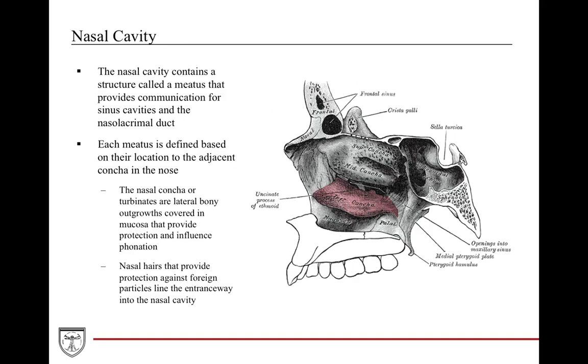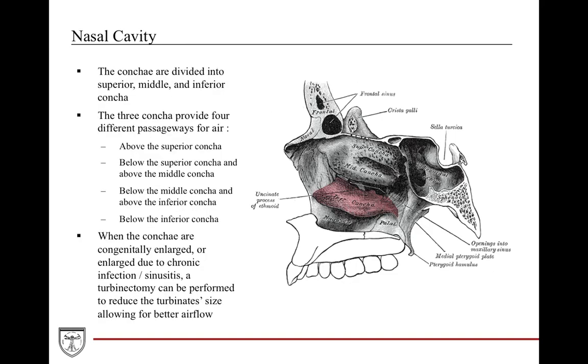Another important aspect of the nasal cavity is the nasal hairs. These nasal hairs also help with protection against foreign particles. Just like the cerumen helped protect the external auditory meatus, these nasal hairs also help protect the nasal cavity. So the nasal cavity has these conchae, these turbinates, that are divided into the superior, middle, and inferior conchae. As you can see over here to the right, here's your superior, here's your middle, and here's your inferior.